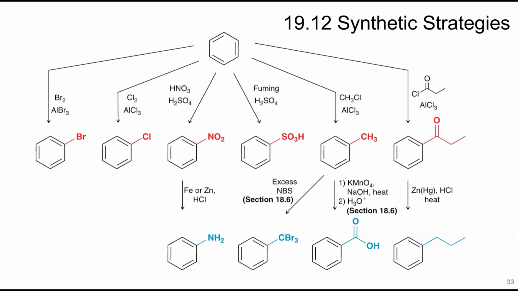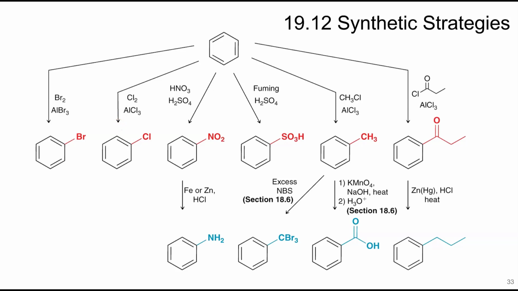Now that we can do reactions with benzene, we want to look at different strategies for making monosubstituted aromatic compounds as well as polysubstituted aromatic compounds. So we can start with benzene, add bromines and chlorines using bromine and chlorine with the corresponding aluminum compounds. You could also use iron in place of there.